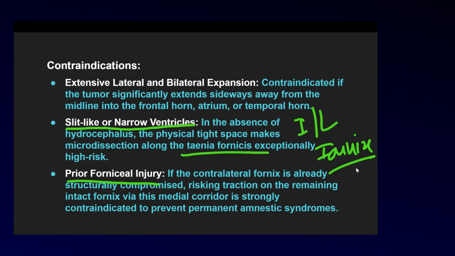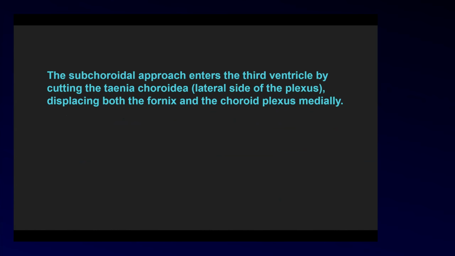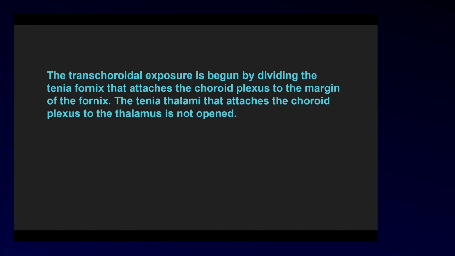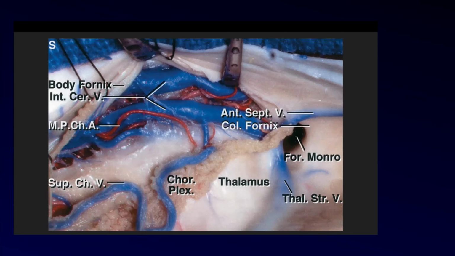Let's move on. This is the subchoroidal corridor. If you understood the transchoroidal corridor, then the subchoroidal is going to be a breeze, because we are just opening the tinea thalami, right? Let's go back very quickly to all these images. If I were to do a subchoroidal approach, I would open this region here instead of this. This is the only difference.